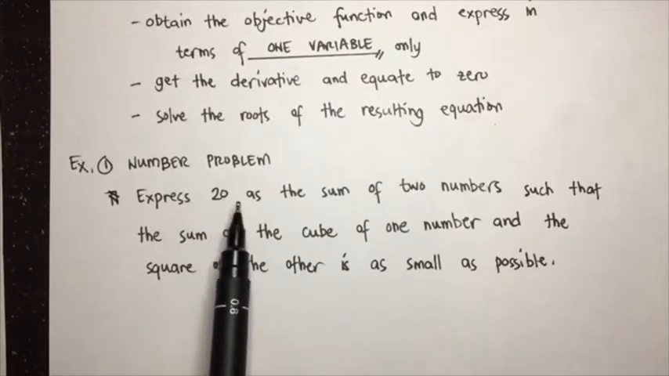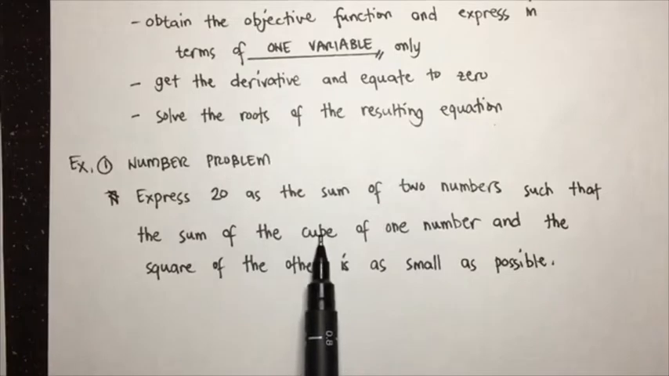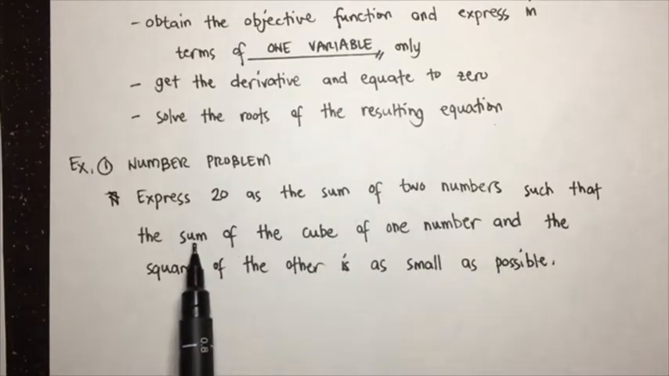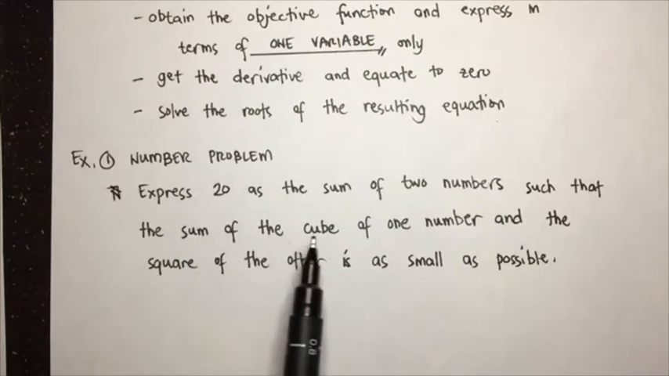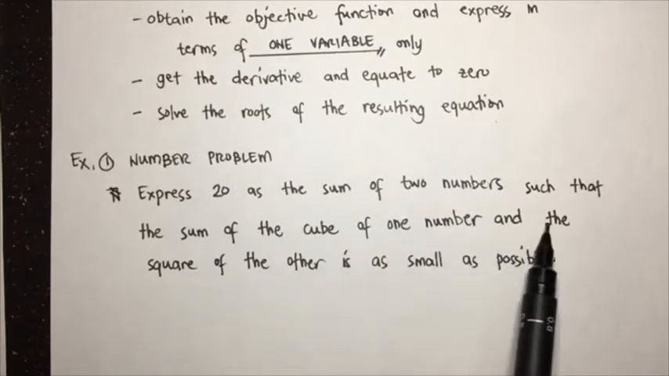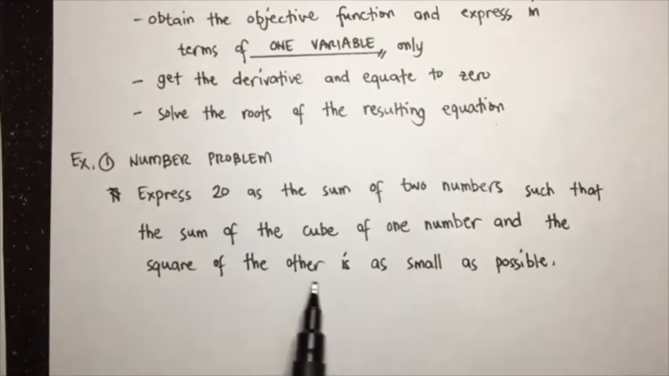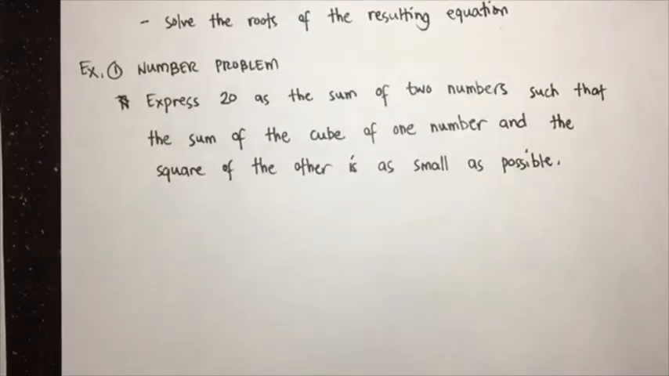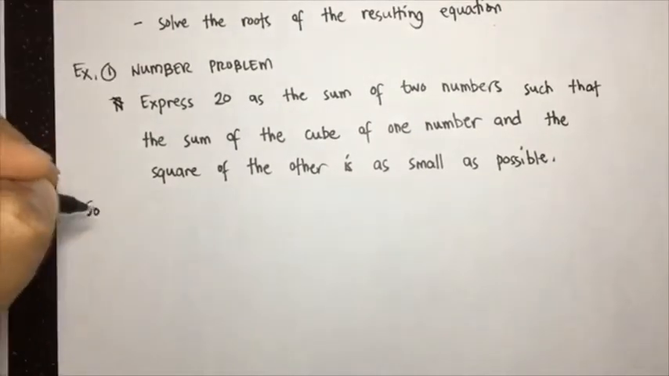We also have a condition where the sum of the cube of one number and the square of the other is as small as possible. Okay, so let's try to write that down. So we have the solution.